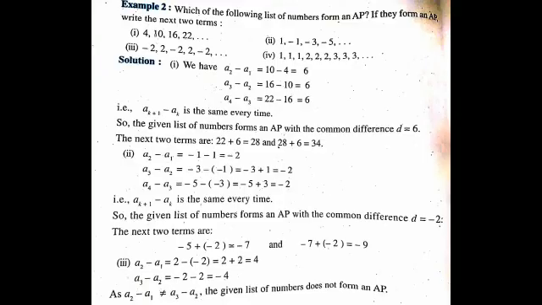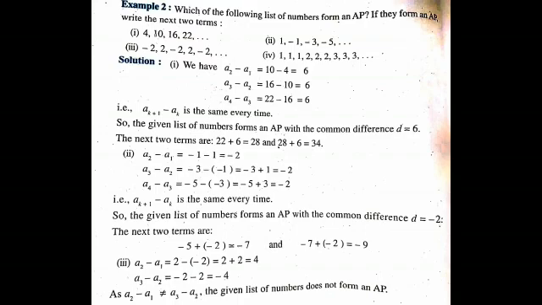Moving ahead, let us consider another example. Which of the following lists of numbers forms an AP? We have to first check whether the given list of numbers is an AP or not. If they form an AP, write the next two terms. I have considered four subtopics. In the first we have 4, 10, 16, 22.